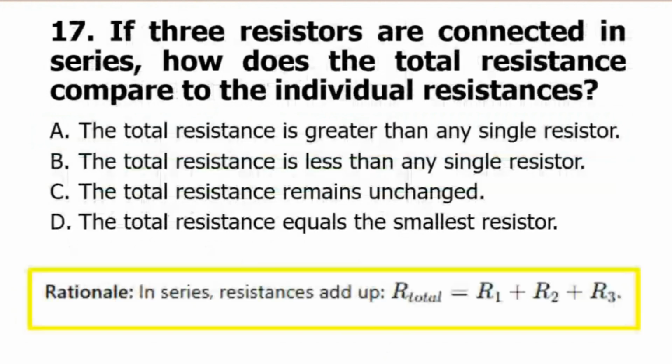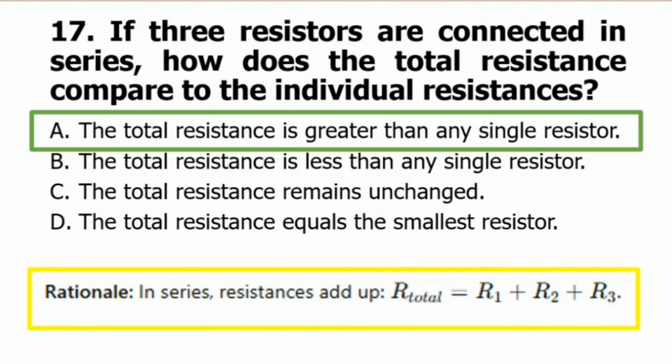Okay. Next, number 17. If three resistors are connected in series, how does the total resistance compare to the individual resistances? Is it A, B, C, or D? Now we are pertaining to series, not parallel. So if we are pertaining to series, the answer would be letter A. The total resistance is greater than any single resistor, of course, because in series, the resistances add up. You do not get the inverse, but just add them as a whole number.